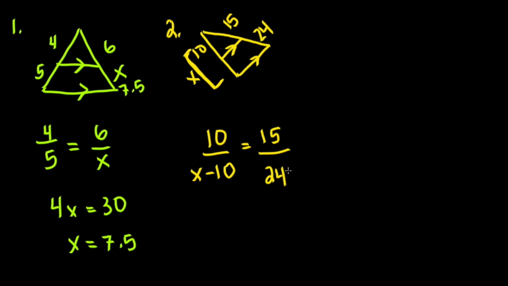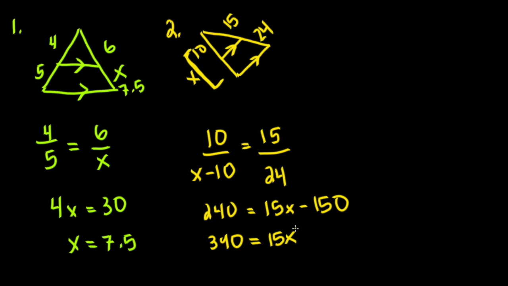Now all we need to do is some cross multiplication. 240 plus 150 is going to equal 390. So you know that 390 equals 15x. 390 divided by 15 equals 26, so our x equals 26. So now that we know that the entire length of this side equals 26, we can also do some simple math to deduce that the unknown side over here would be 16.